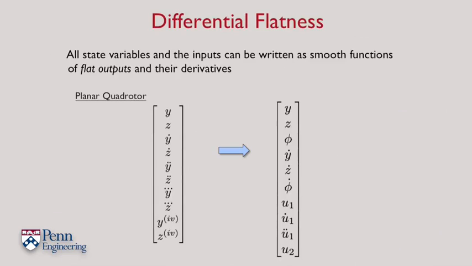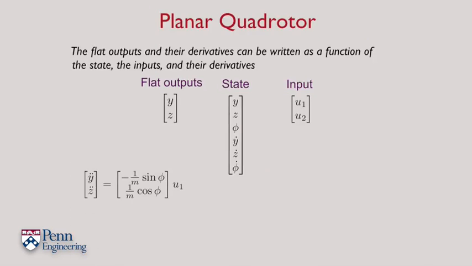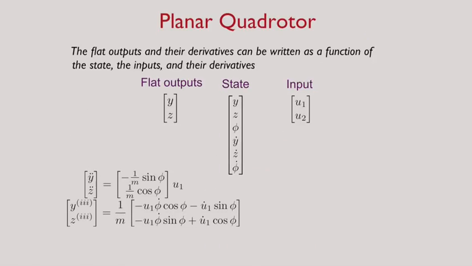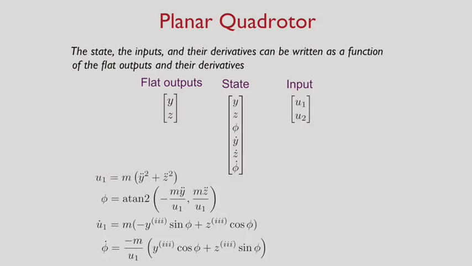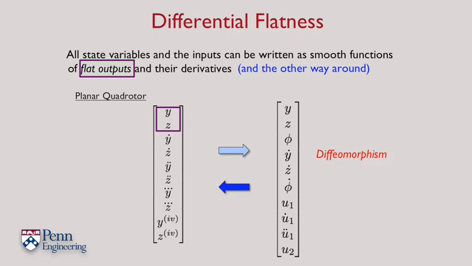This equivalence between the two vectors is due to a property called differential flatness. The key idea is that all state variables and the inputs can be written as smooth functions of the so-called flat outputs and their derivatives. The flat outputs for a quadrotor are simply the y and z position, and the other way around. If we know the state vector, the input u1, its first and second derivative, and the input u2, we can recover the flat outputs and their derivatives. This relationship between the two vectors is called a diffeomorphism.